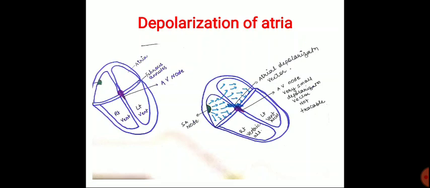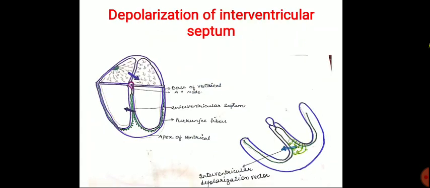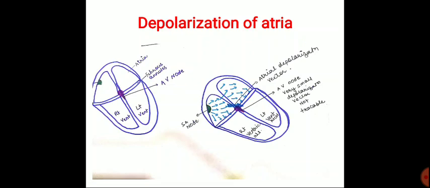When the impulses reach the junction of the atria and the ventricle, the fibrous annulus is present in between them. This fibrous annulus is a bad conductor of electricity, so it does not allow impulses to pass through it. Whatever the amount of impulses coming in contact with the fibrous annulus, it dies out.